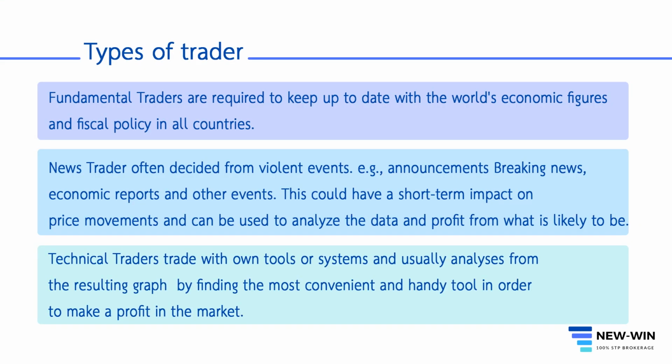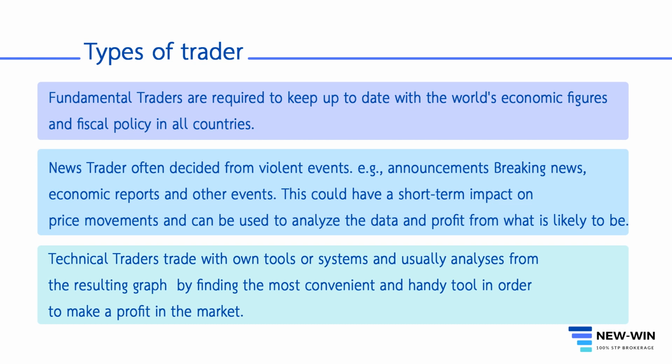Now let's move on to the types of traders. It is important to learn about the types of traders, which is often overlooked, as each type of trader has different trading methods, as well as choosing the right security for different trades. So the question is, how many types of traders are there? There are three main categories: fundamental traders, news traders, and technical traders. Let's get started with the first type, fundamental traders.